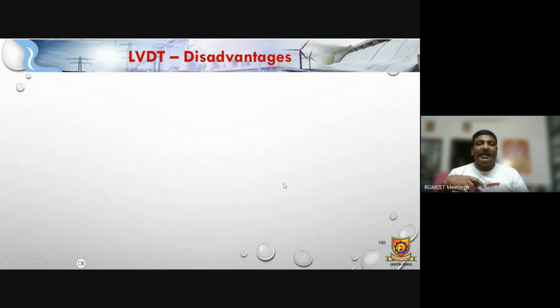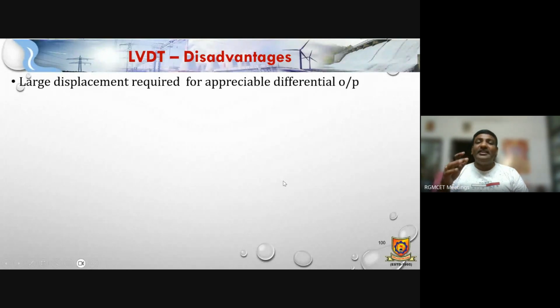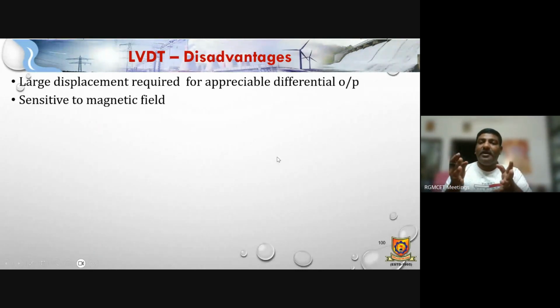And coming to the disadvantages, large displacement is required for appreciable differential output. I want this much amount of output voltage, so you need to apply more amount of displacement. That is one drawback. It is also sensitive to magnetic field, because it is a transformer where the flux is going to be produced in the coils or in the core. If you place it near any other magnetic field, the flux is going to be disturbed or distorted, so that the amount of output voltage is going to change.